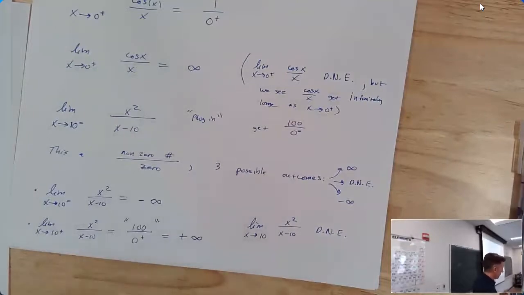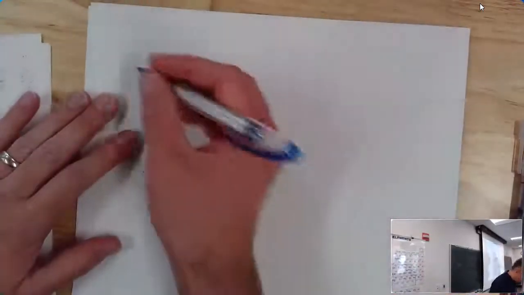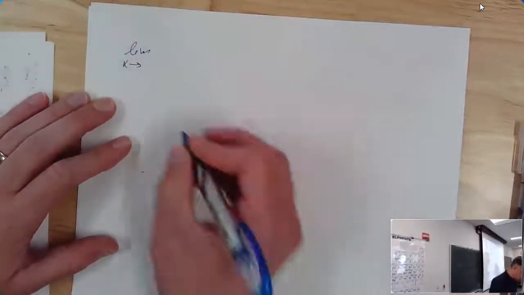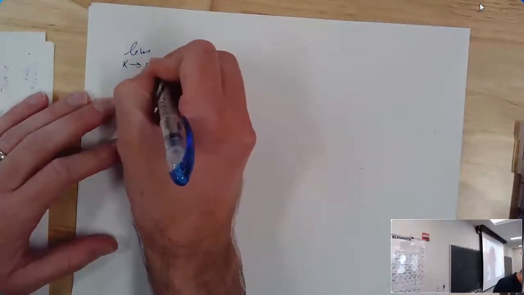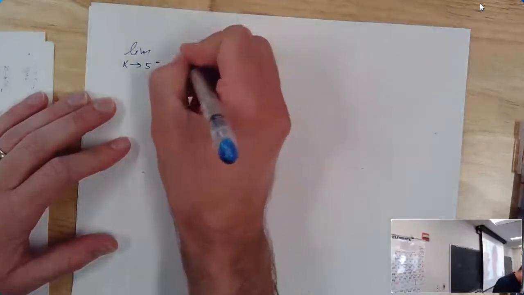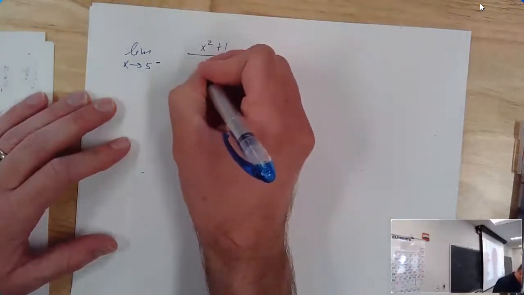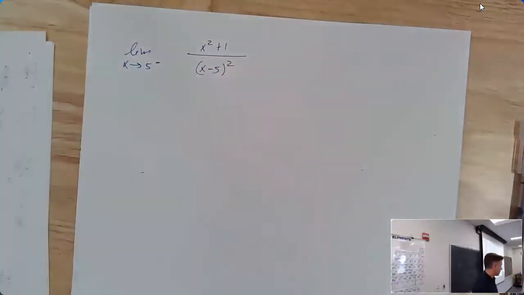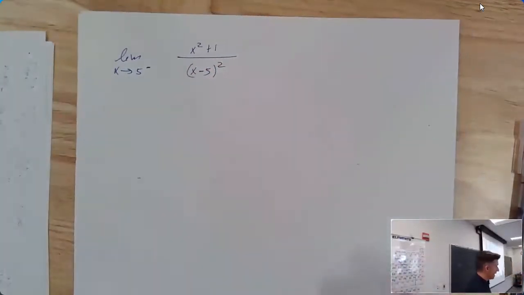Let's look at one more example. I'm going to have you all do an example. So I want you all to try this one. Try finding the limit as x approaches 5 from the left of x squared plus 1 over x minus 5 quantity squared. I'm going to tell you the answer is either positive infinity or negative infinity.